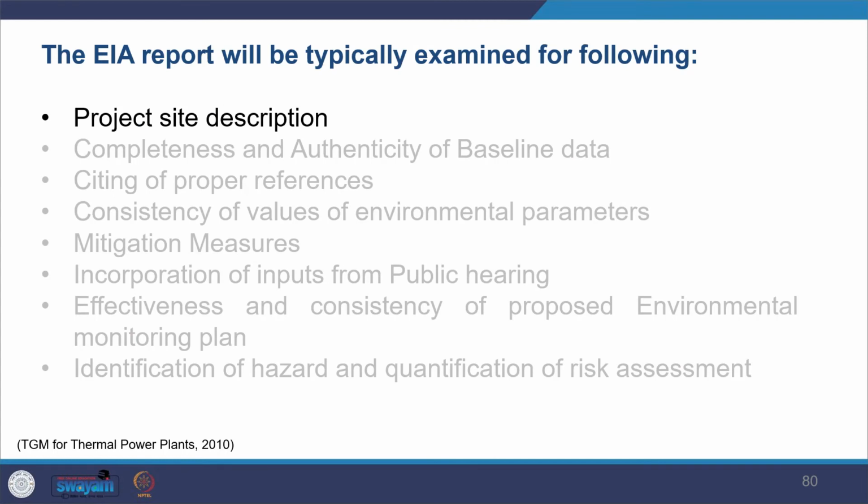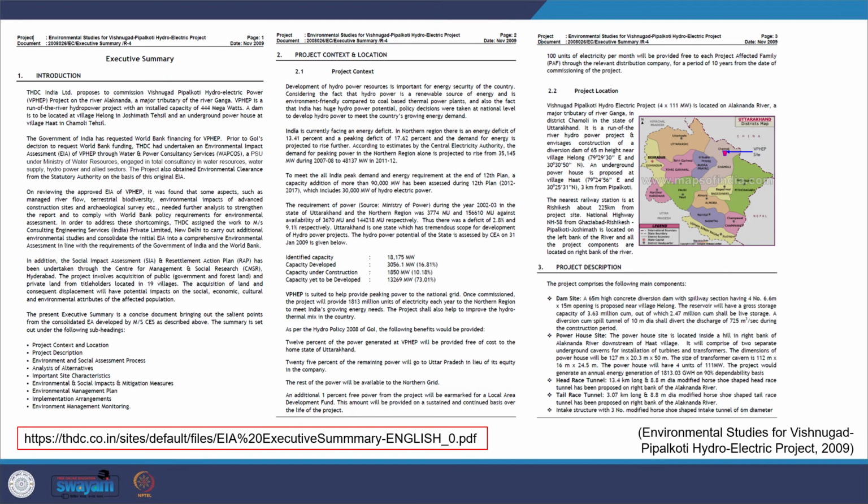And again, as per this domain, the project site description would be looked at. Here you can see the example I have taken from the THDC project, from the ministry website. So how the document is used, I have just taken from the summary. Here they are providing, and this is the cleared report. So this report got environmental clearance. I have just taken from that.